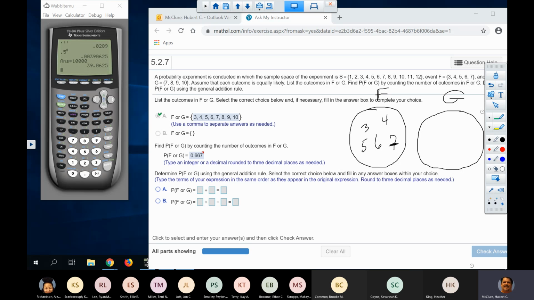And G is 7, 8, 9, 10. Now remember, 5.2 is the what law? Always subtract the overlap.